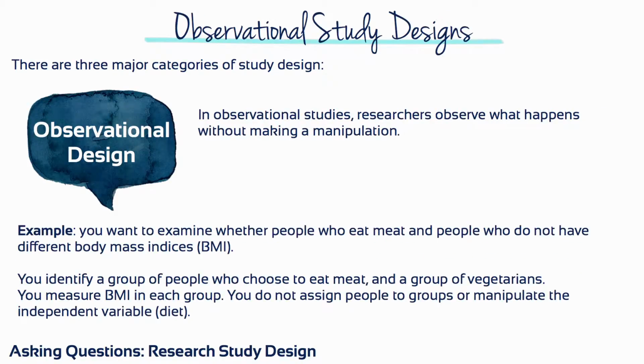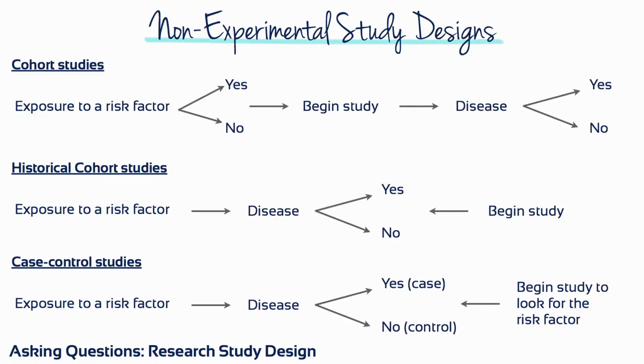In observational studies, the researchers observe and record results without making a manipulation. There are many types of observational studies, and these are coming up next. In a cohort study, exposure to the risk factor is established, and the researcher follows people over time to record who gets the disease of interest. This is a prospective study.